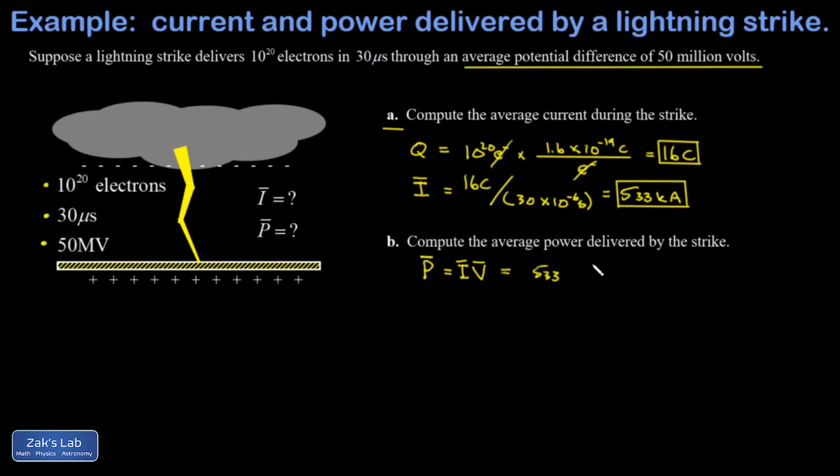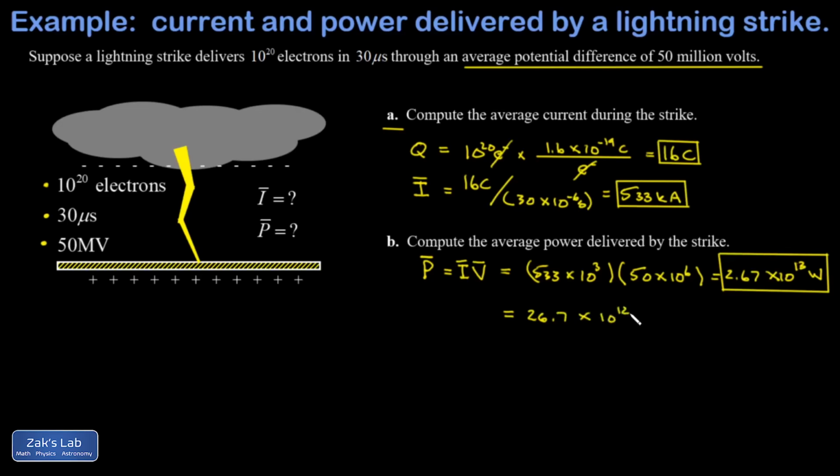So our average current was 533 kiloamps, and then our average potential difference, 50 megavolts or 50 million, or 50 times 10 to the 6 volts. And I end up with a number of 2.67 times 10 to the 13 watts for the average power. And this should be expressed in a more appropriate unit. So 10 to the 9th is giga, 10 to the 12th is tera. So if I write it as 26.7 times 10 to the 12th, I could say this is 26.7 terawatts.